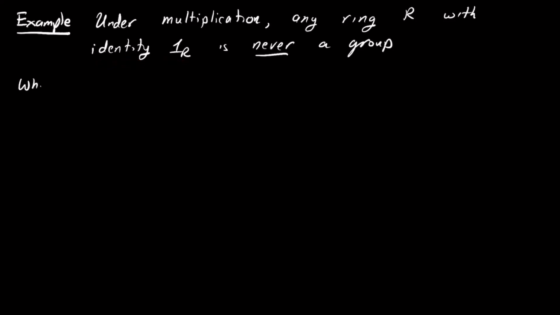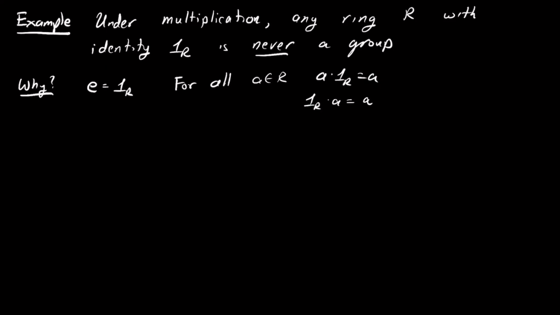So the question is why, right? In this example, e is going to be 1_R, since I know that for all a in my ring, a times 1_R is equal to a, and 1_R times a is equal to a, right? So this is our e element, but we also know that for all a in my ring, a times 0 we proved was always equal to 0.